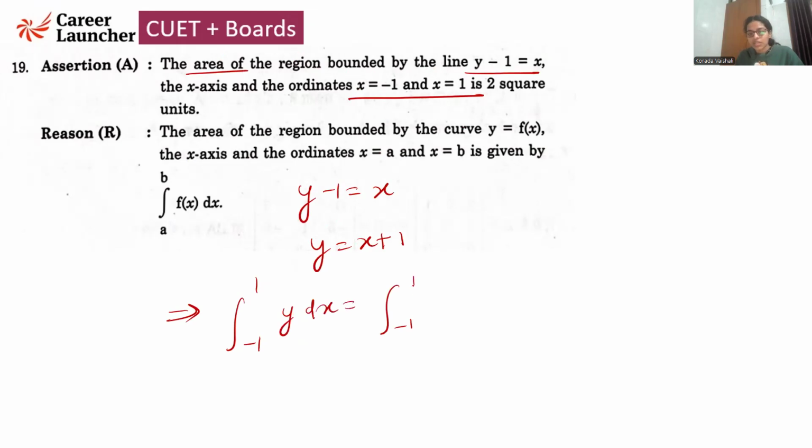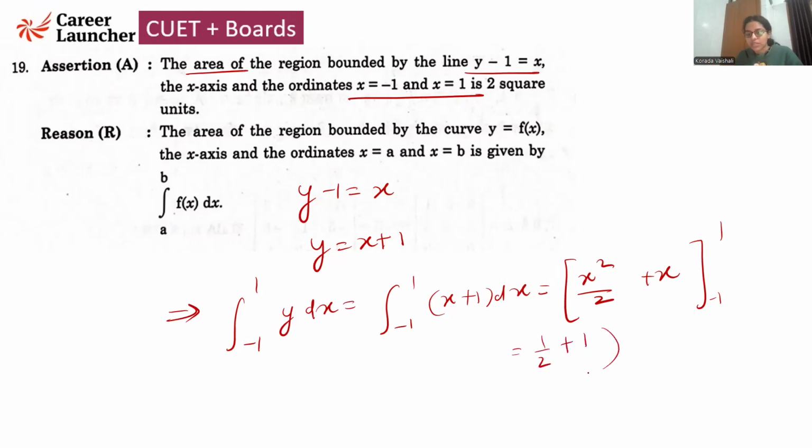So what is my y? It is x plus 1 dx. So this is x²/2 plus x, and the limits are -1 to 1. So what I'm getting is 1 by 2 plus 1 minus 1 by 2 minus 1. So 1 by 2 is getting cancelled and 2 is the answer. So the assertion is true that yes, indeed, the area that we are getting is 2.